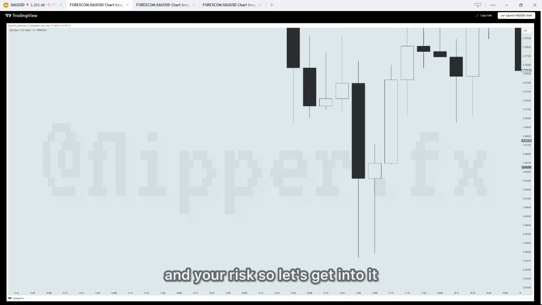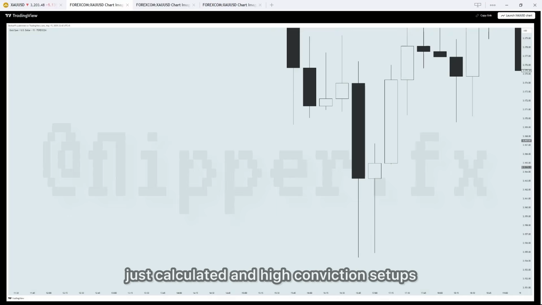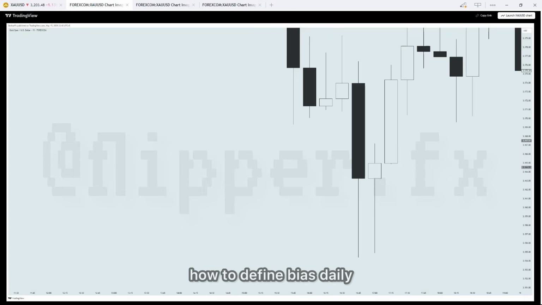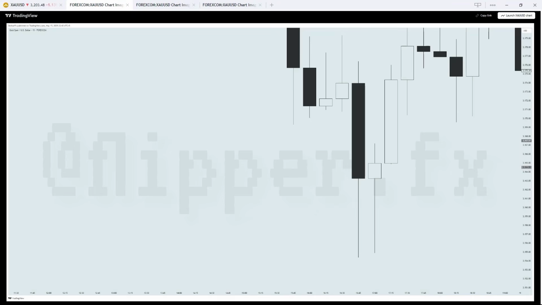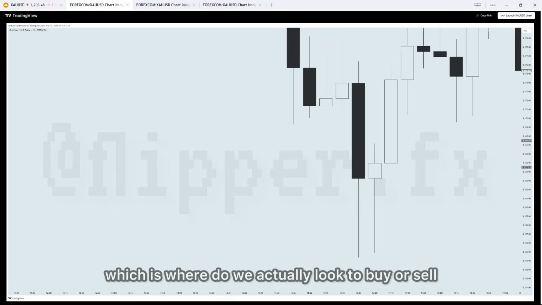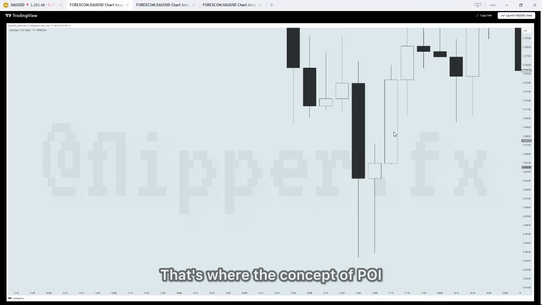So let's get into it. No overtrading, no fear, just calculated and high conviction setups. In simple terms, we have covered how to define bias, daily and weekly, and how to build a directional mindset. Now comes a major piece of the puzzle, which is where do we actually look to buy or sell. That's where the concept of POI, point of interest, comes in.